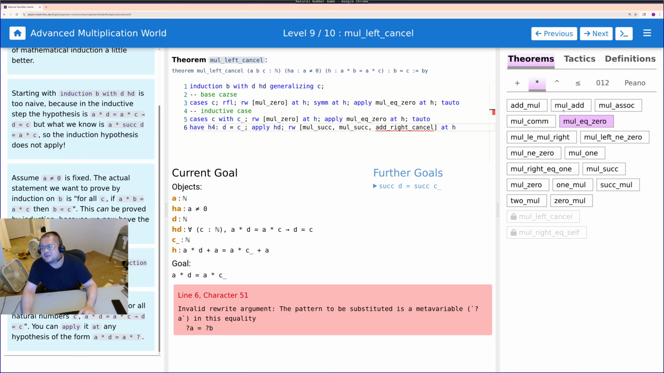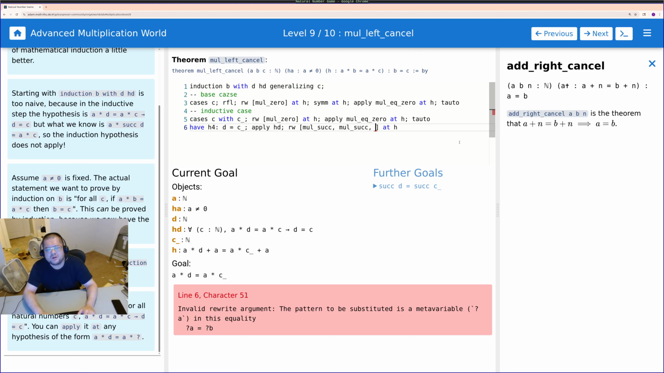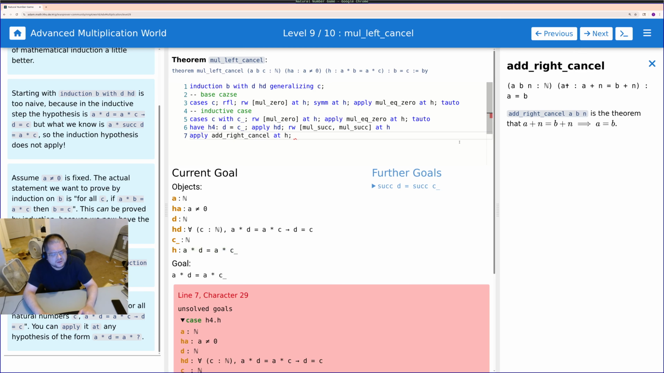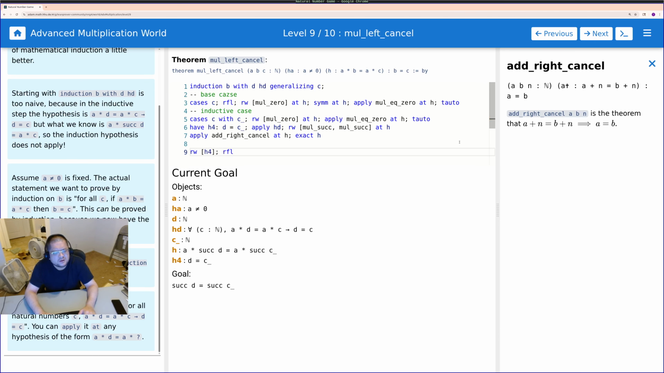Okay, this is not... Add, right, cancel. Damn it, it is it. Why is this not working? A times d plus a times... Oh, I don't do a rewrite, I apply it. Okay, and then now we're going to do exact h. Great, this case is easy. Rewrite h4. I should do it.